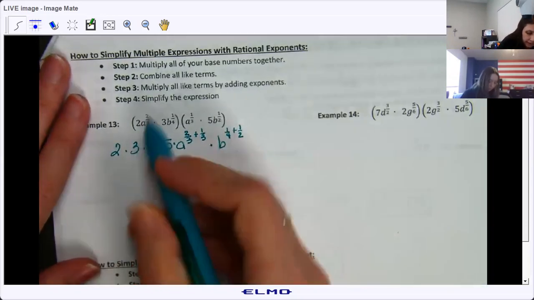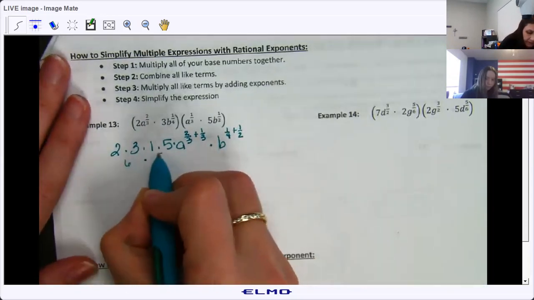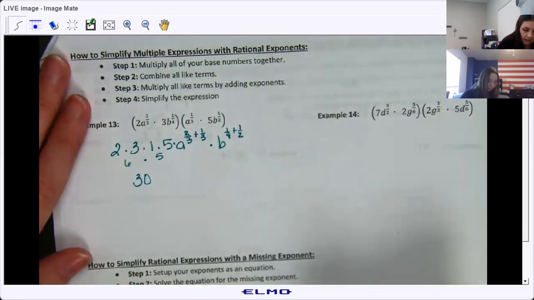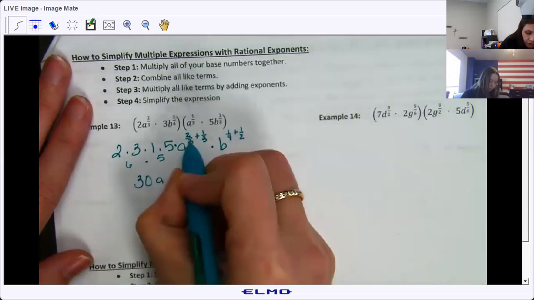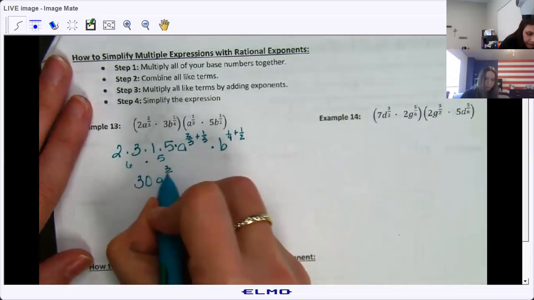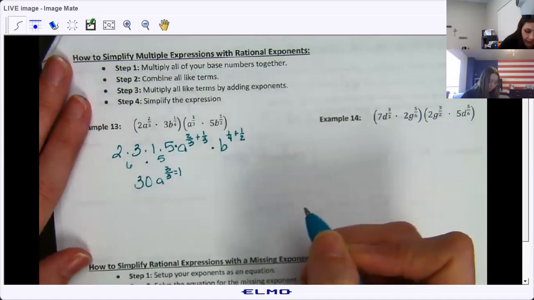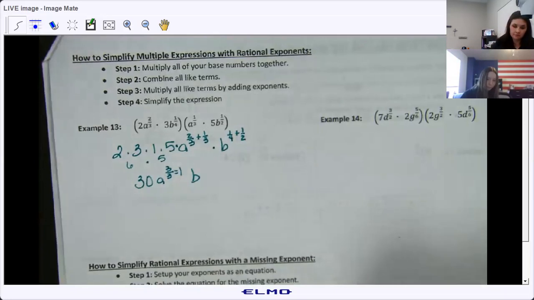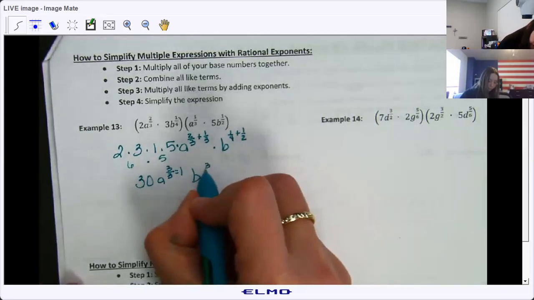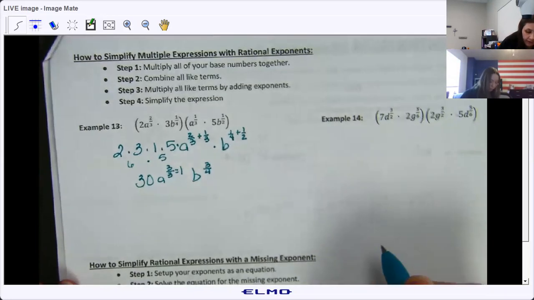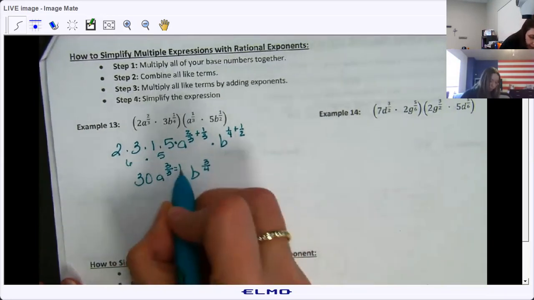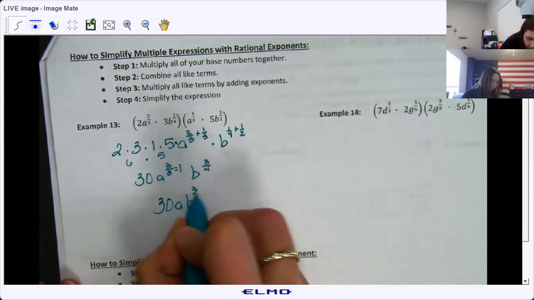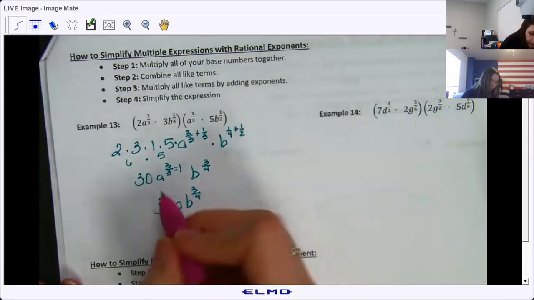So 2 times 3 is 6 and 1 times 5 is 5. So you should get 30 for your coefficient. And then a to the power of 2/3 plus 1/3 is 3/3, which equals 1. And then b to the power of 1/4 plus 1/2 is 3/4. So I'm going to simplify this even further. I don't need a to the power of 1, so it's just going to be 30a b to the power of 3/4. And that's my final answer for this one.